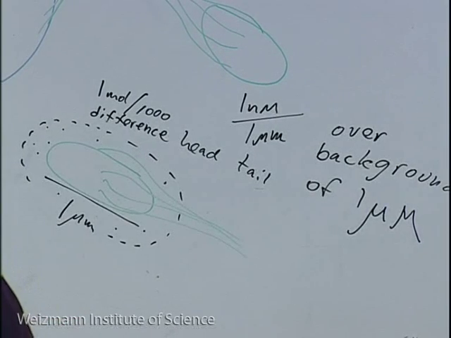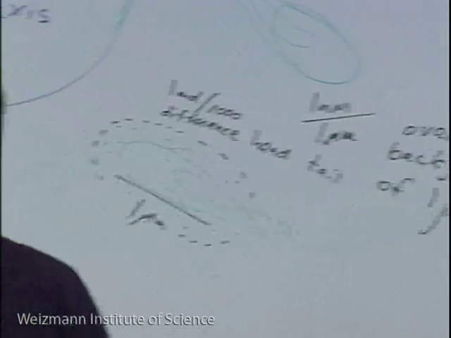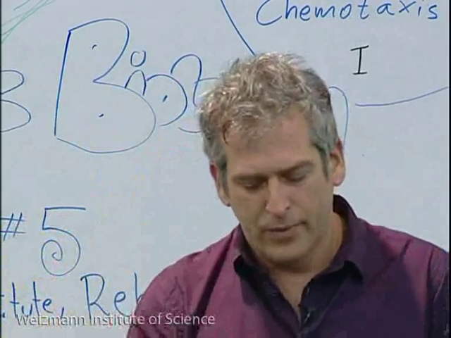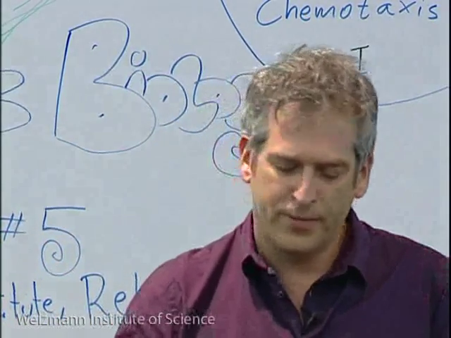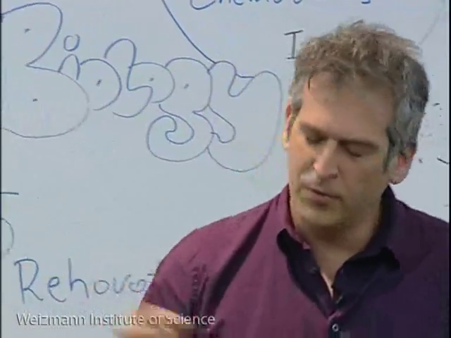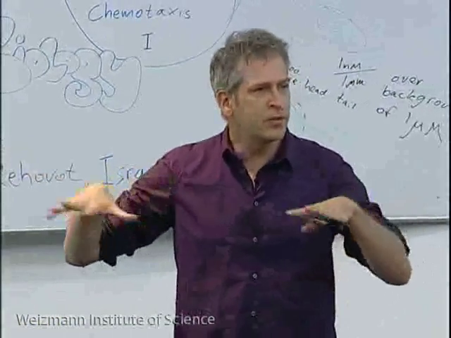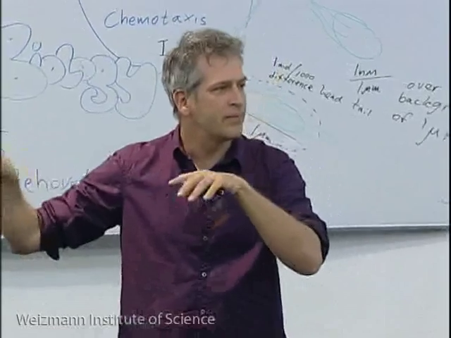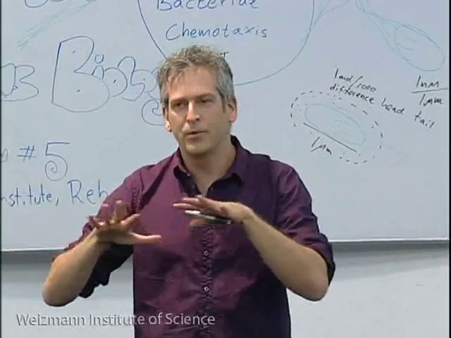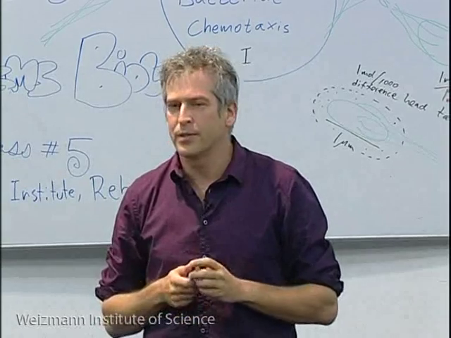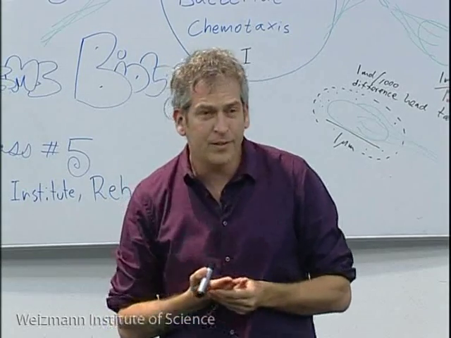So it doesn't become blind by bigger and bigger gradients. 10 to the 5th range of gradients. In fact, if you put in the pipette 10 to the 5th different experiments with a 10 to the 5th difference in the concentration of stuff you put in the pipette, the speed at which they accumulate is more or less the same. They go to the source about the same speed over 10 to the 5th range of concentrations. It's a very, very sensitive device.